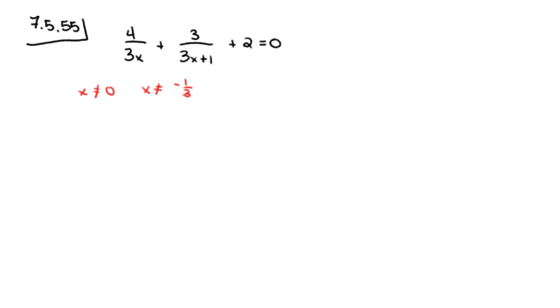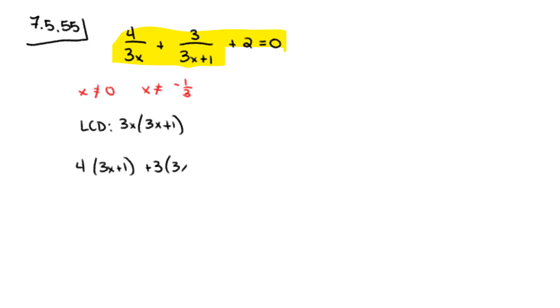Multiply both sides by the LCD. The LCD in this case is 3x times the quantity 3x plus 1. If you multiply both sides of this equation by that, you will get 4 times 3x plus 1 plus 3 times 3x plus 2 times 3x plus 1 is equal to 0. That 2 times 3x plus 1 usually throws people off, but you're multiplying each term in that equation by the LCD.